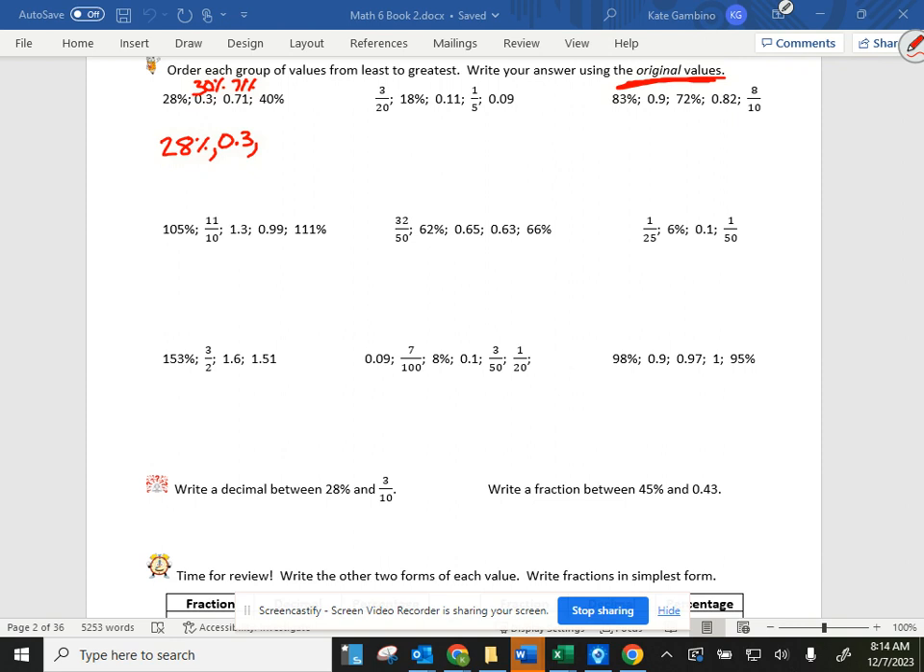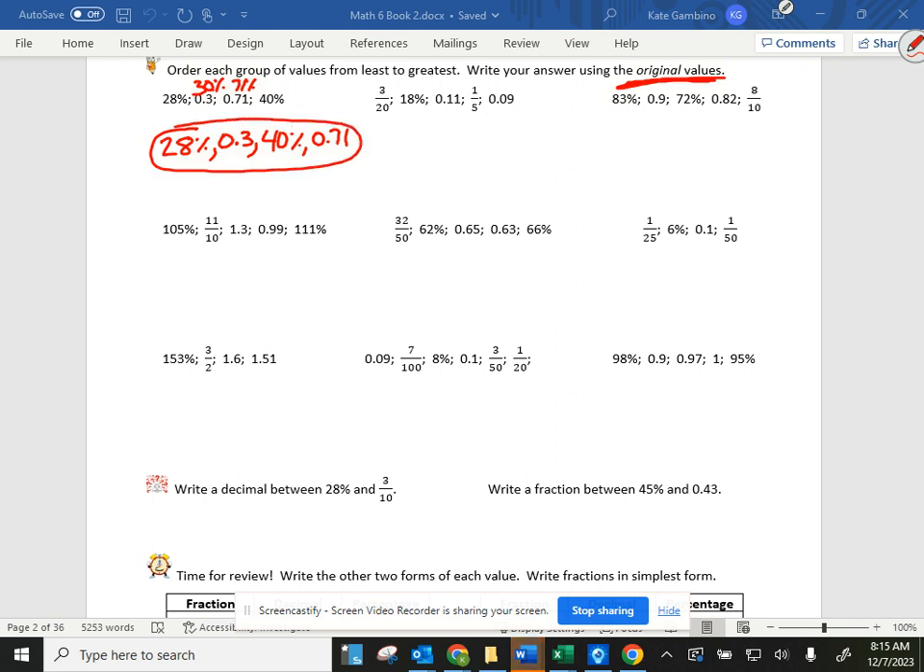What's my next one, Liv? 40%. And what's the last one? What is my greatest number, Madison? 0.71. So you always have to convert it back to the original value when you give your answer.